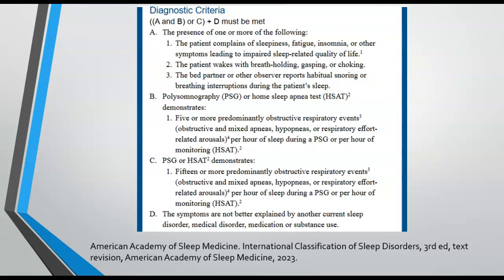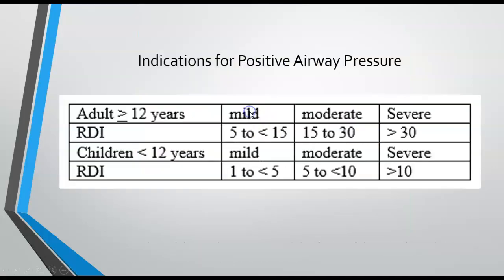Or C, which is a PSG or home sleep study which shows 15 or more predominantly obstructive respiratory events per hour of sleep. And the D, which is the new addition, is that the symptoms are not better explained by another current sleep disorder, medical disorder, or medication or substance use.